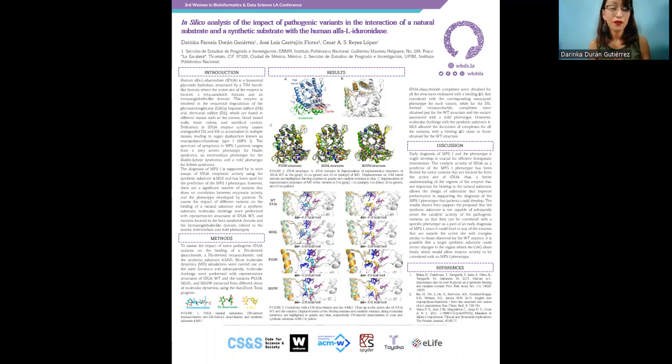IDUA is a glycoside hydrolase involved in the sequential degradation of the glycosaminoglycans heparan sulfate and dermatan sulfate. Deficiency in IDUA enzyme activity leads to an organ dysfunction known as mucopolysaccharidosis type 1, or MPS 1.